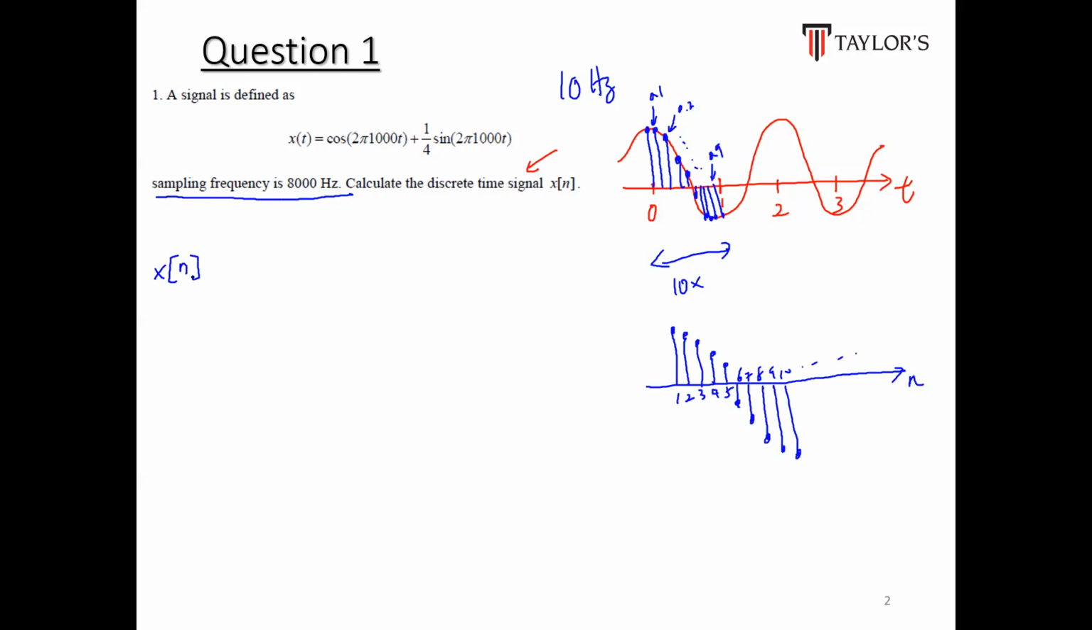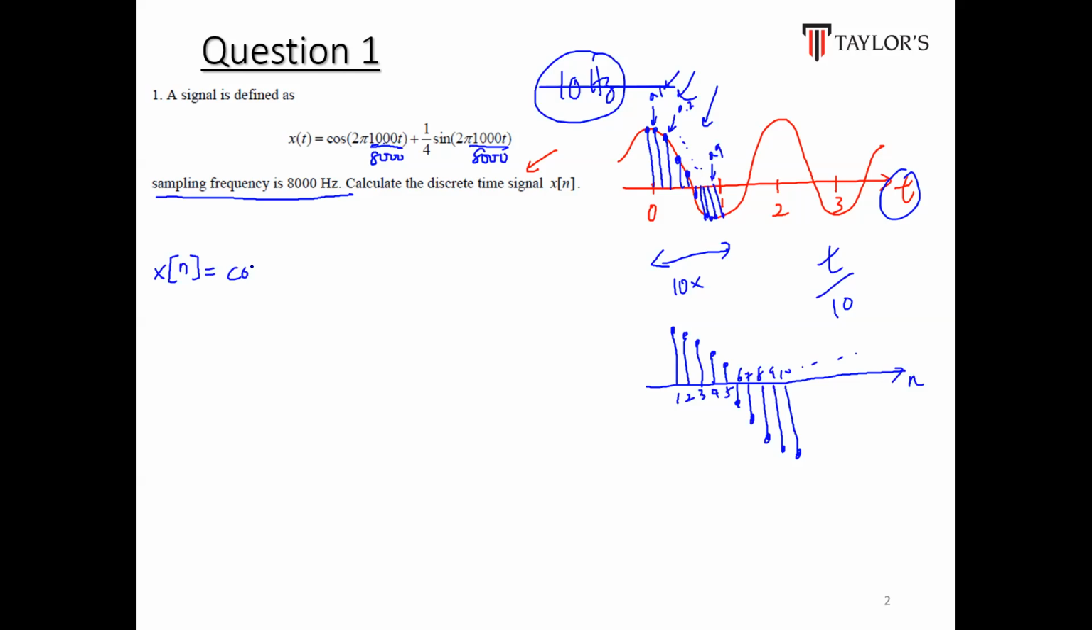Now you see, if I have a 10 hertz signal, I break down the t by 10, so that each of them are 0.1, 0.2, 0.3, and so on. Now I have 8,000 hertz. How do I do the conversion? I need to break down this t by 8,000. I just need to divide this by 8,000. So this is actually very simple. That's why I never talk about it in the lecture.